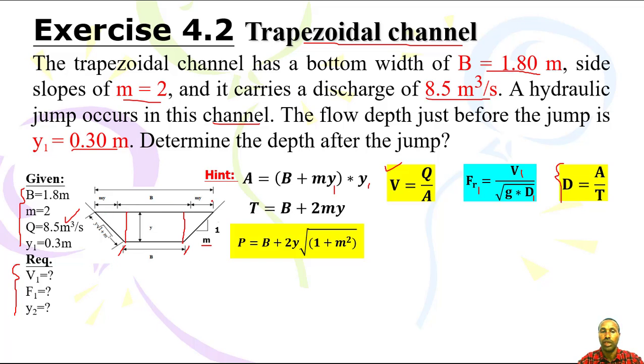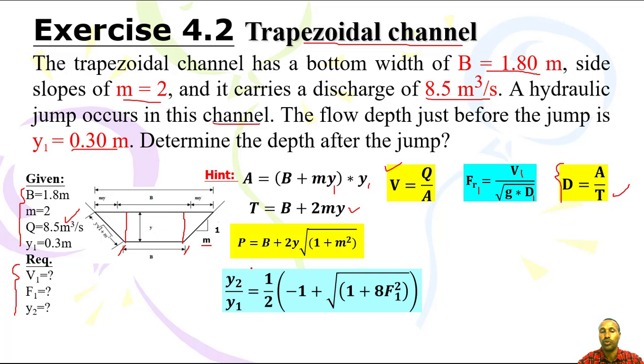Then M Y, you have M Y. Then B plus 2 M Y. So this is the top dimension. You substitute here. Already area computed. Then this is the wetted perimeter. It is not required now, but you can solve hydraulic radius, etc. Then finally, you can just solve Y2 over Y1 using the hydraulic jump equation. You substitute here, then you have F1, then you have Y1, then what will be Y2? So this Y2 can be solved.